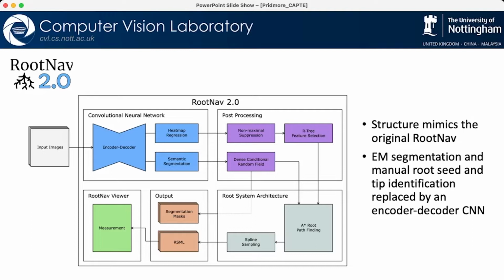We then have the same kind of post-processing and production of RSML that we had in the original RootNav. So this is effectively RootNav with a convolutional neural network component added, and the old segmentation has been replaced by something that's been learned. The nice thing about this is that this is now fully automatic.